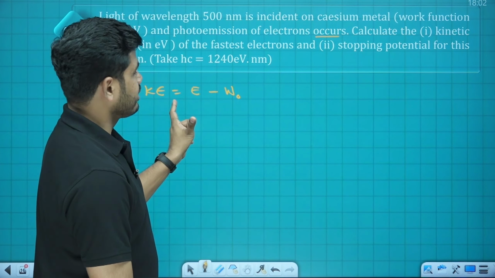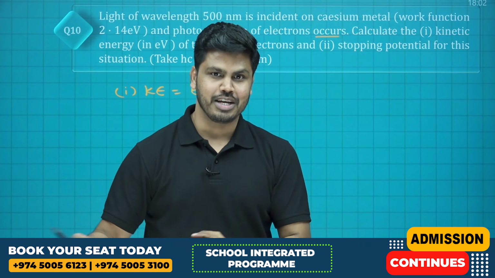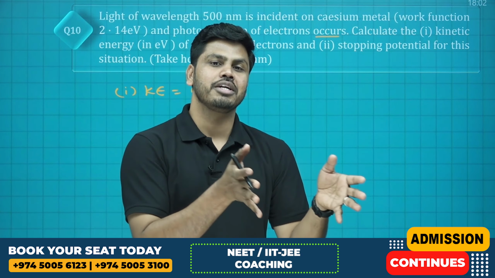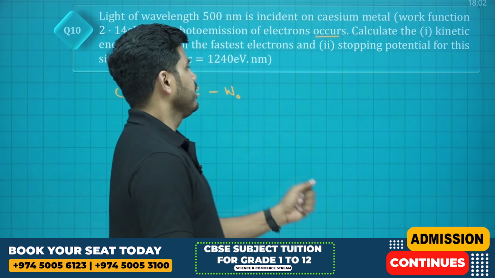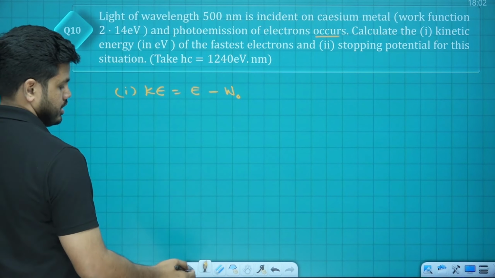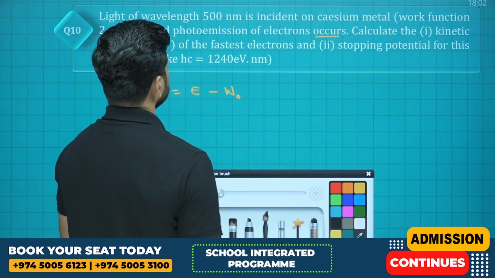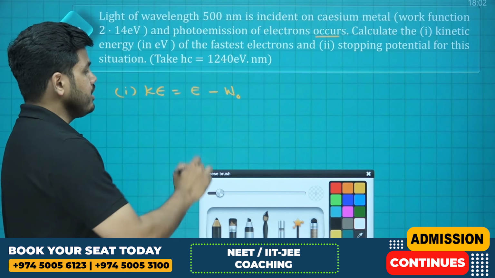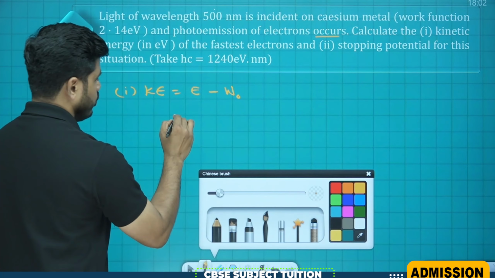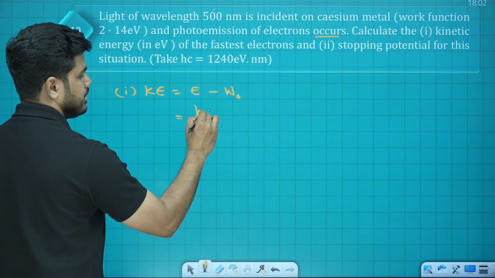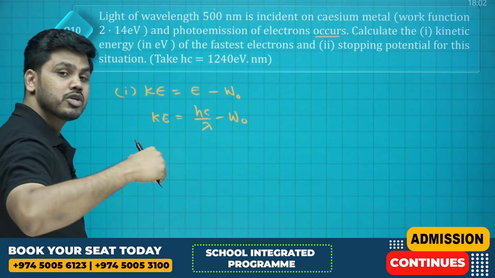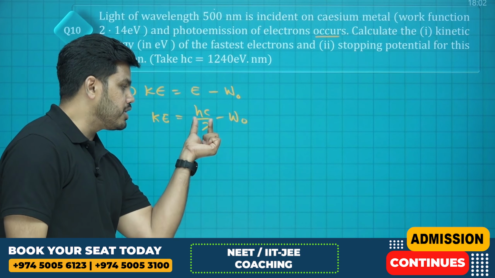See, if you know kinetic energy, yes, in the previous discussion, like in the MCQ discussion of the same chapter, we discussed how stopping potential is related to kinetic energy, right? Yes. So kinetic energy is equal to E minus work function. We calculate the first part. Kinetic energy is to be calculated. For that, work function is given. Incident energy is given in terms of lambda. Lambda is in nanometers, right? So we know E is equal to hc by lambda minus work function. See, kinetic energy we can calculate in electron volt. It's fine. So we have to find this in electron volt.